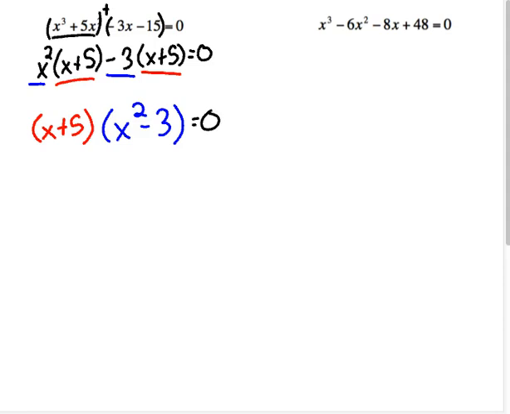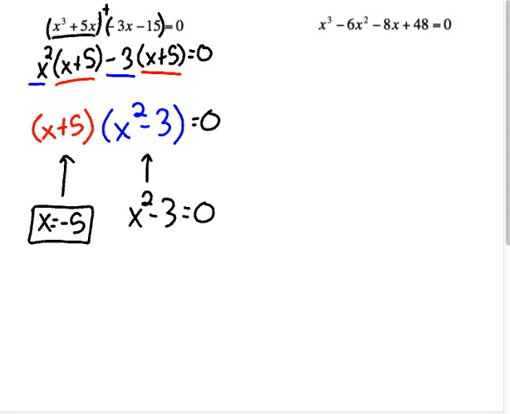And now I'm ready to use the zero product property. So this piece gives me a -5. This piece, remember, I always set equal to 0 because it's more complicated. Add the 3 over. Now when I go to square root, I always get plus or minus. In this case, I'm square rooting a positive number, so I don't need to worry about imaginaries or anything. But square root of 3 is not nice, so I'm just going to leave it like that.